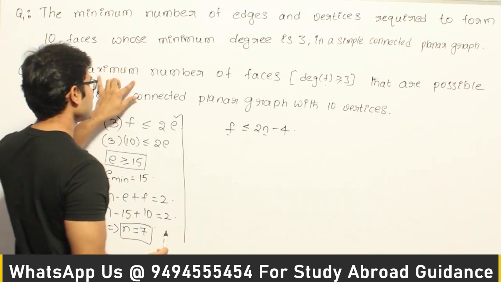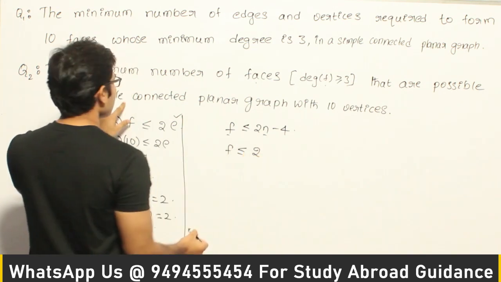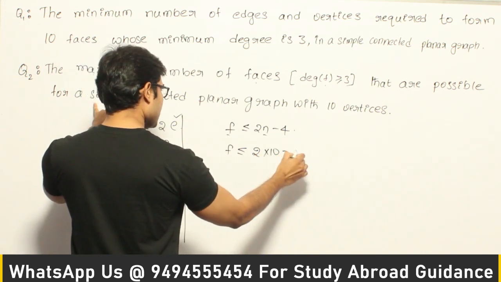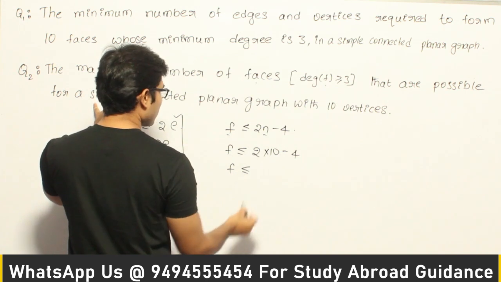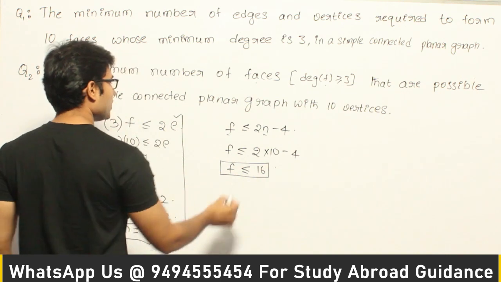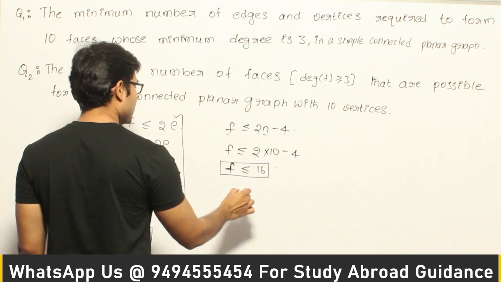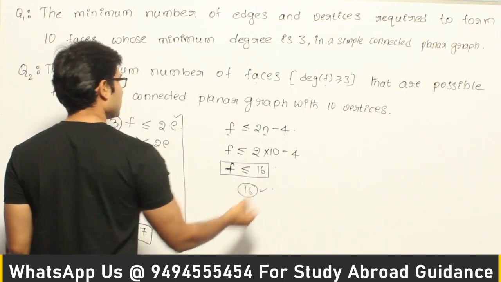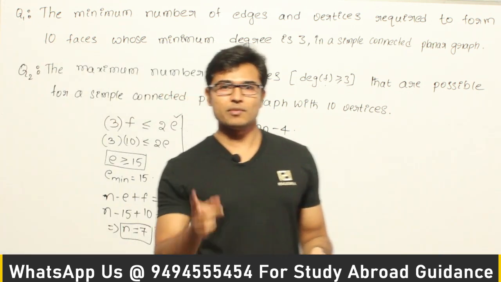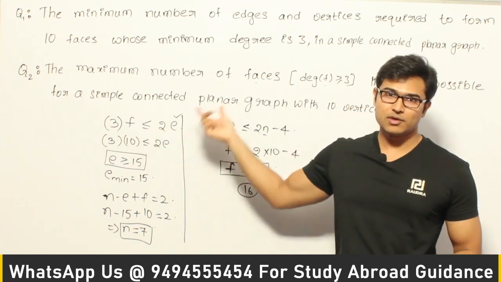Now they are asking about the maximum number of faces. So this F is less than or equal to, for a simple connected planar graph with 10 vertices, 2 into 10 minus 4. So what does it mean? F is less than or equal to 20 minus 4, which is 16, right? Therefore you can say that the maximum possible number for F is 16, isn't it? Therefore the maximum number of faces possible is 16. Got it? So we have basically Euler's formula, and from that Euler's formula we have this one inequation. Using this inequation and Euler's formula you can solve all these questions.